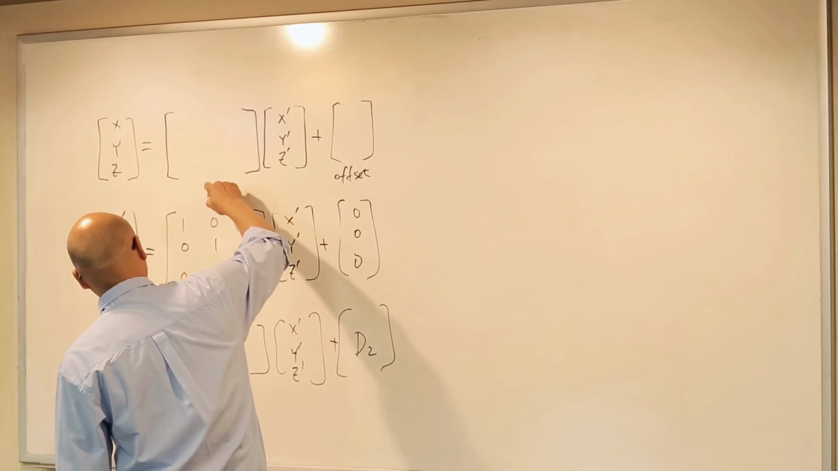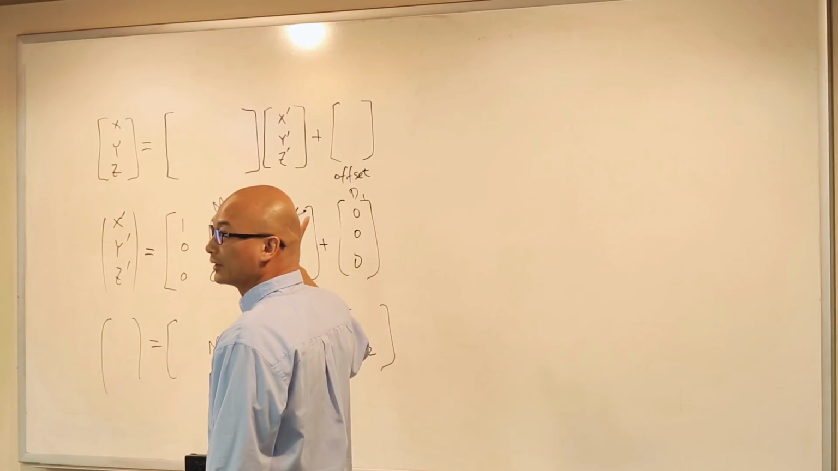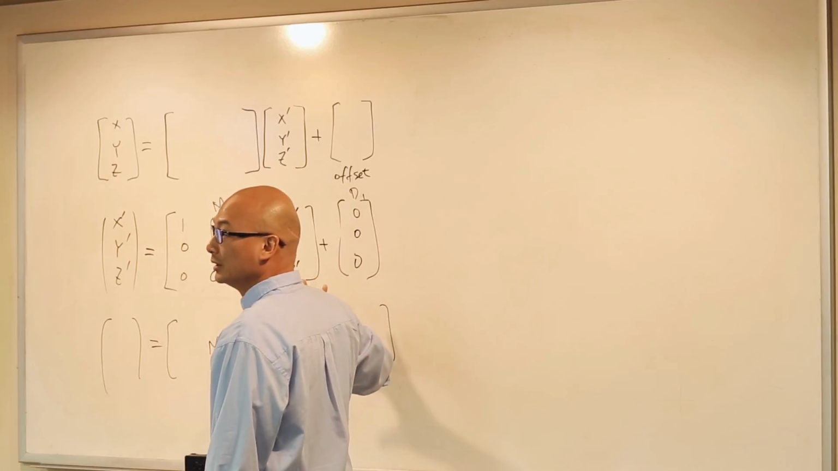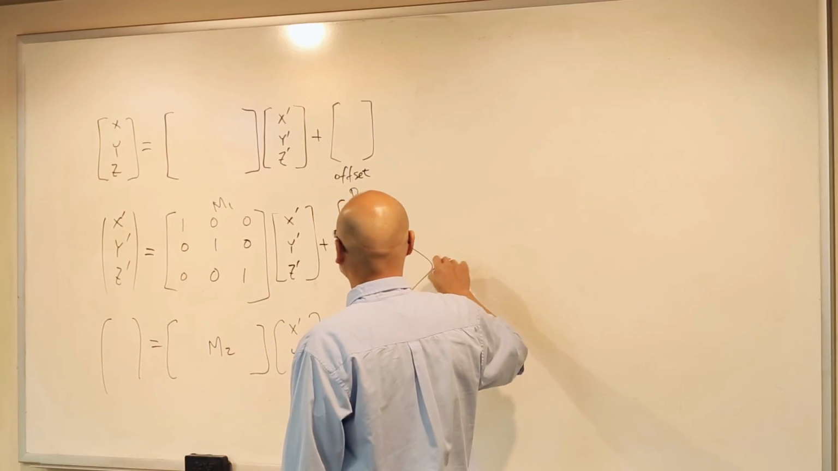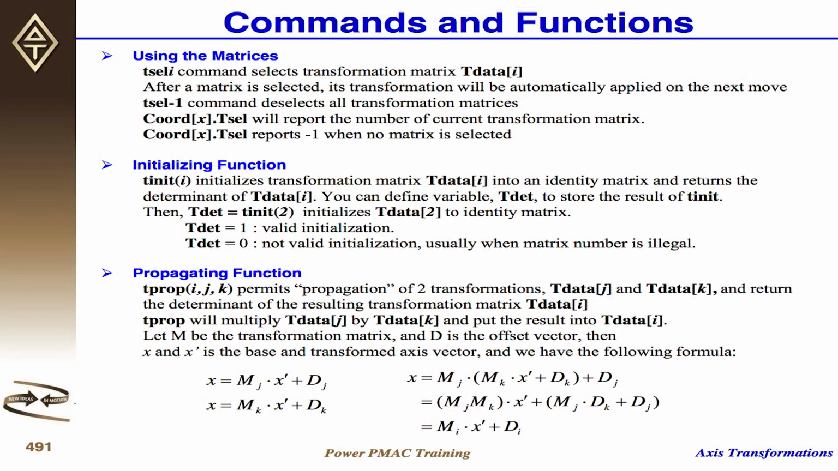Let's just say that this is M1, this is D1, something like this. So if I want to get the result of the two transformations and put it into one, this is the function that we use. It is called tprop ijk. J and K are the two initial matrices that you want to multiply together. I is the one that will be the result.